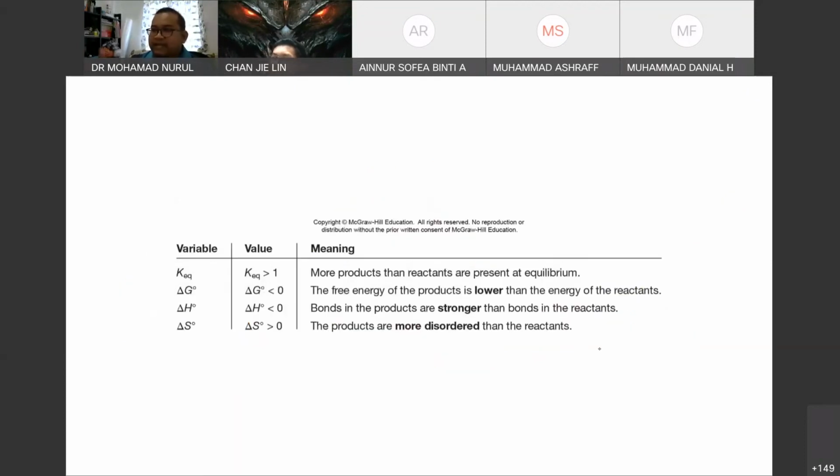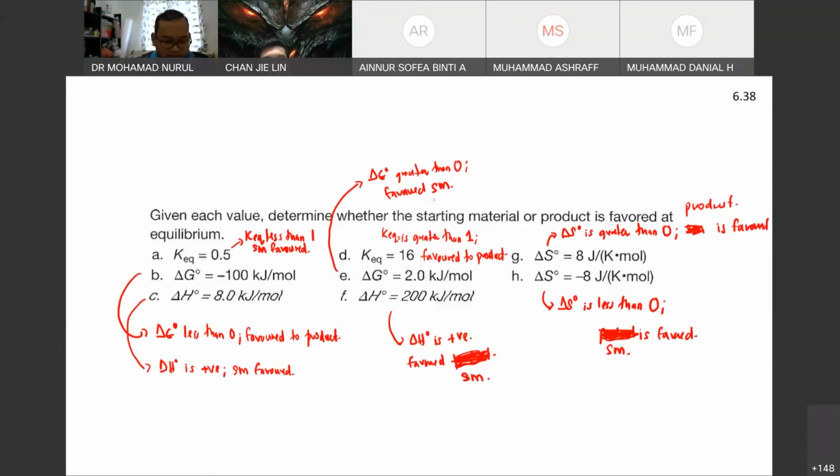Okay. So again, by using these tables, you can see the variables: the value of K equilibrium more than 1 or less than 1, what happens to delta G, delta H, and entropy. This is kind of a summary. You can use these tables to answer this kind of question. I just wanted to see what you would put.